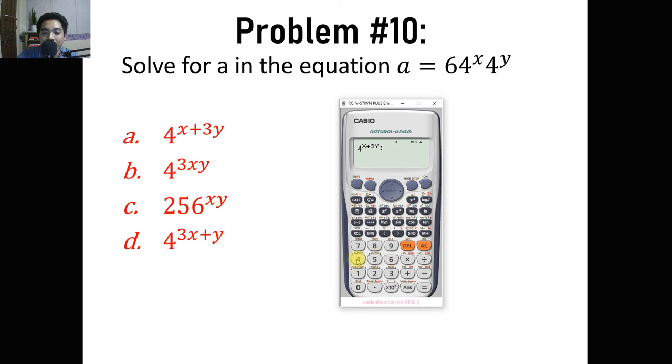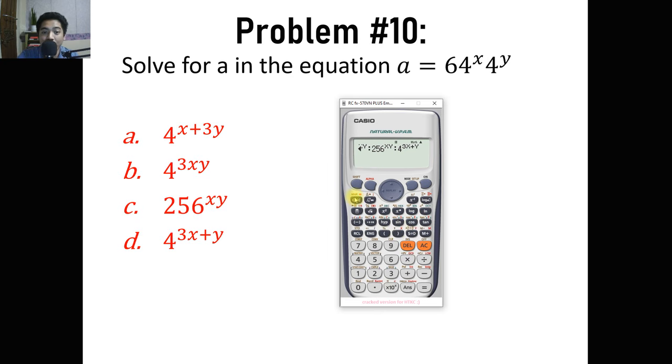Okay, so next is to write the equation for letter B: 4 raised to 3 alpha x and alpha y. And then for letter C, we'll add a colon again, alpha, and then the colon here. So we have 256 raised to alpha x, alpha y. That's the letter C choice. And then a colon again for letter D. So we have 4 raised to 3 alpha x plus alpha y.